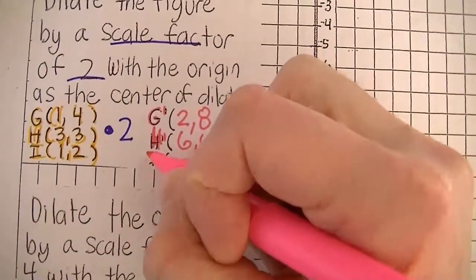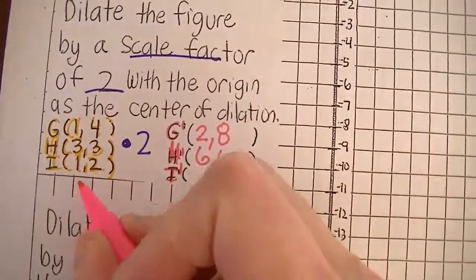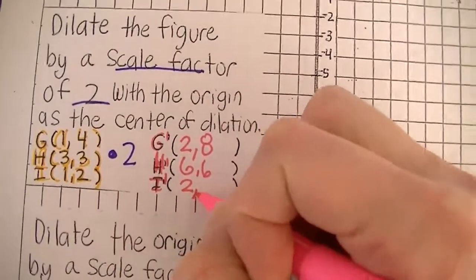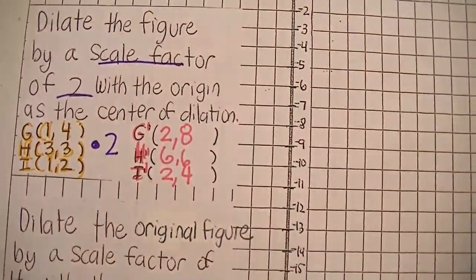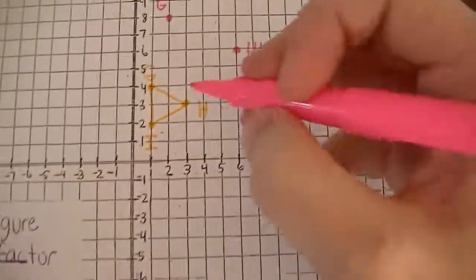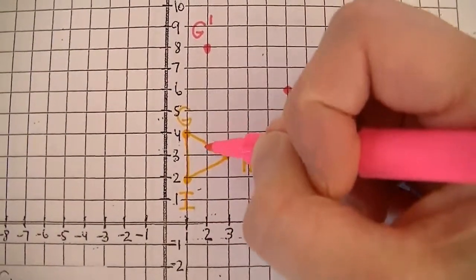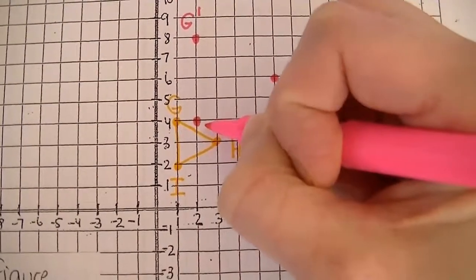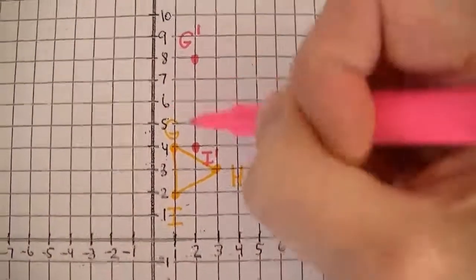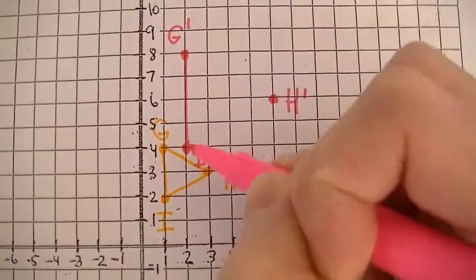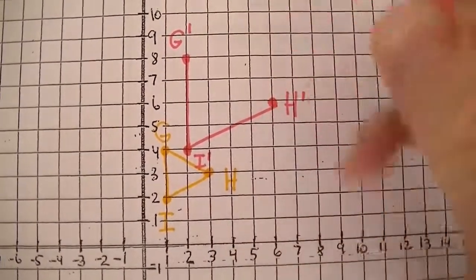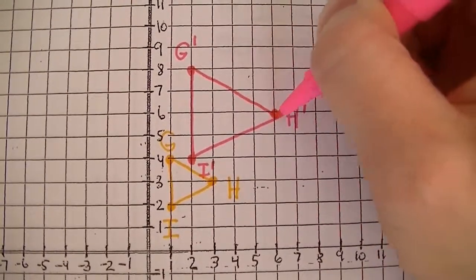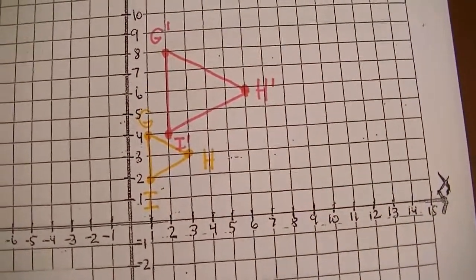And that last point of I prime, we again have to multiply its points by 2. So 1 times 2 is 2. And 2 times 2 is 4. Okay? So 2, 4. 2 and 4 is going to be I prime. Let's go ahead and connect those dots. And it'd be much better if I had a ruler to connect these dots, but I don't right now.